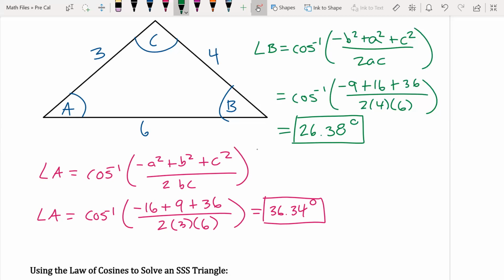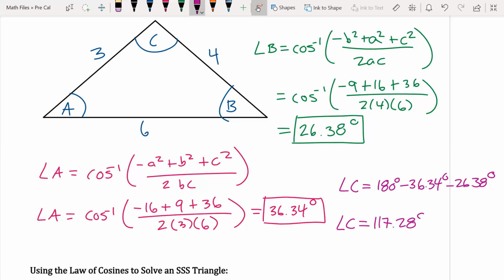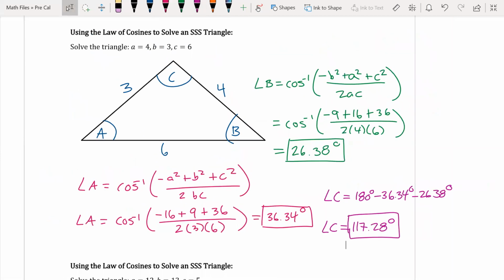Okay. And now we can find angle C by doing 180 minus all of these. We get angle C is 117.28 degrees. There we go. Nice. Okay, so that's how we do those sides. All good?